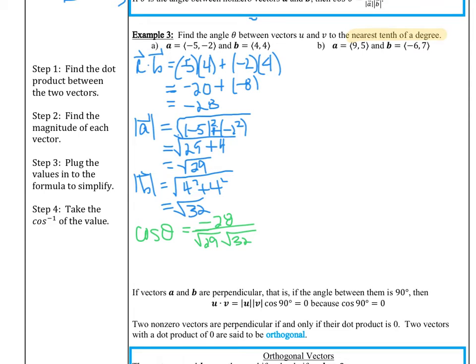So I type all this in my calculator, negative 28 divided by the square root of 29 times the square root of 32. Be careful when you're typing this in your calculator. Put parentheses around your denominator so the calculator knows everything that's in the denominator. And you should get negative 0.9191 approximately.